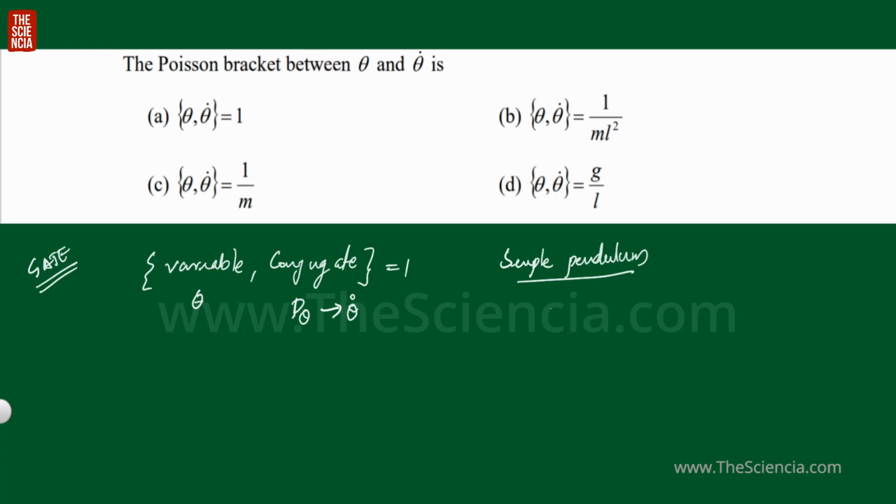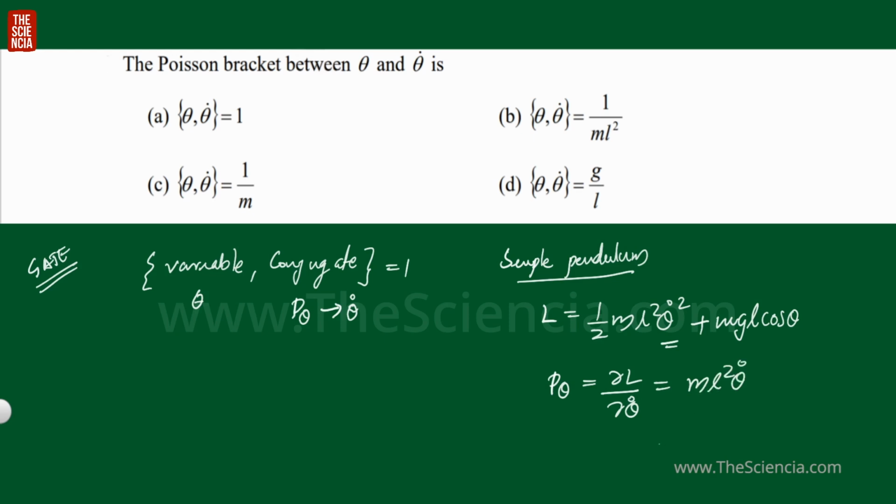For a simple pendulum, we know the Lagrangian is equal to 1/2 m L² θ̇² plus m g L cos θ. So here the generalized coordinate is θ. The corresponding momentum will be p_θ, which is equal to ∂L/∂θ̇, and that is equal to m L² θ̇. So we can relate θ̇ as equal to p_θ by m L².